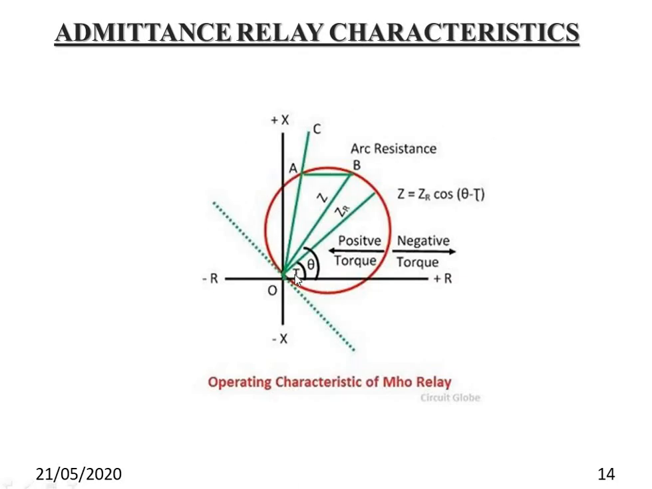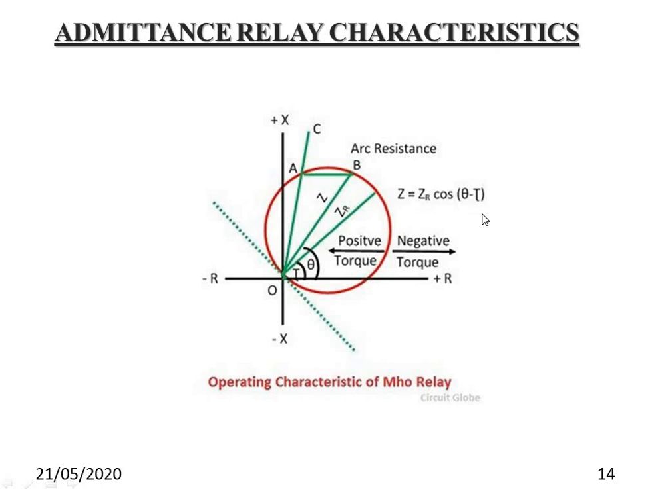If we draw the R-X diagram, we can see this red line is passing through the origin. That means the relay will operate only in a single direction. If the fault happens in this region, the relay will not check. That means the relay checks only a single direction. As the relay checks a single direction, this admittance relay is called an inherently directional relay. It's a very important question: why the Mho relay or admittance relay is called an inherently directional relay.